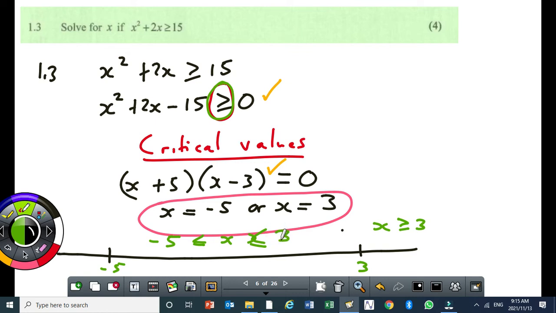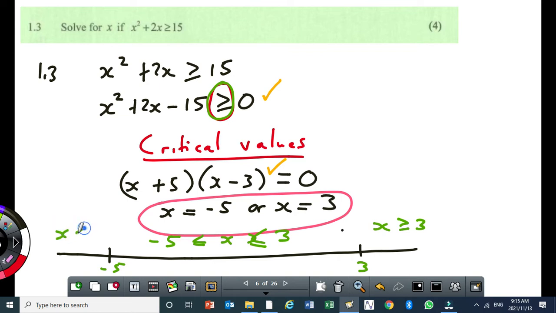That's the second interval. So we have the first interval, which is on the right of 3, the upper limit of the interval. And then we have the second interval, which is between minus 5 and 3. Then we have the third interval, which is to the left of the lower limit, minus 5. So that will be x is less than or equal to minus 5. So we have 3 intervals.